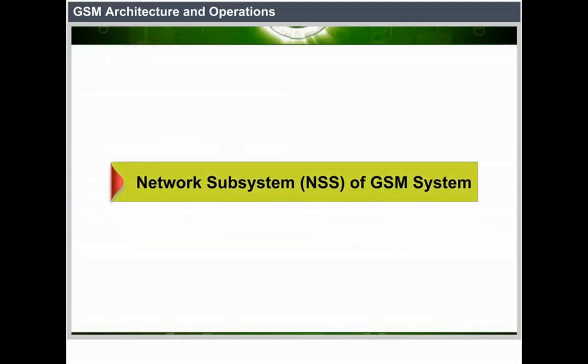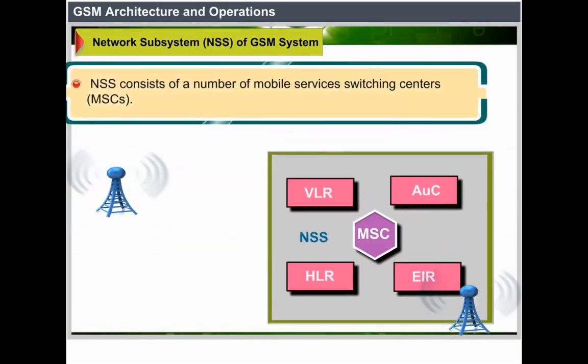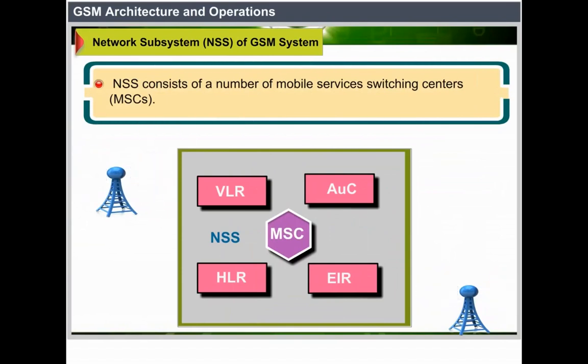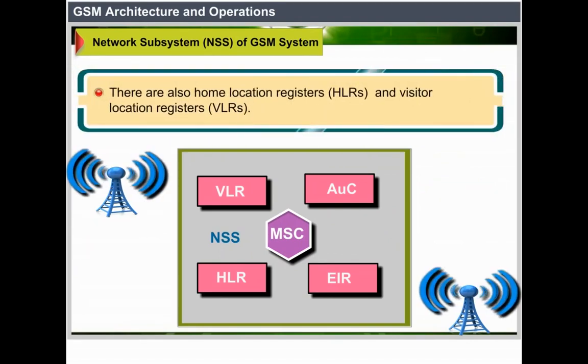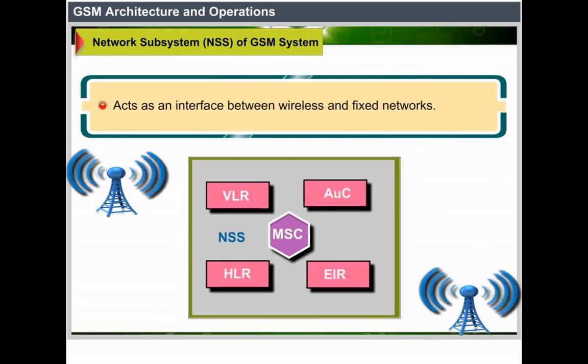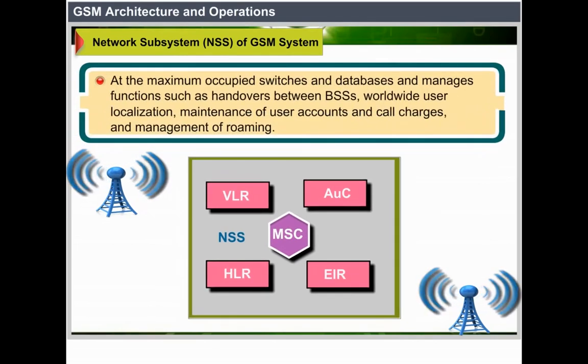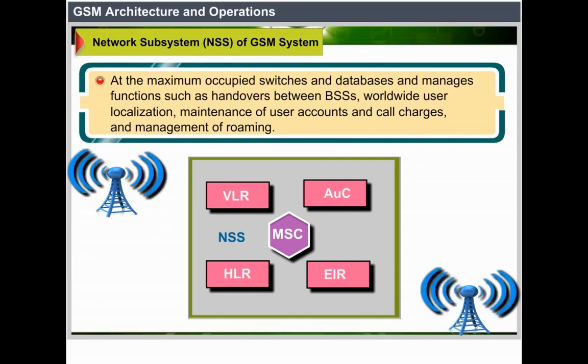Network Subsystem NSS of the GSM system. NSS consists of a number of mobile service switching centers, MSCs. Each MSC interfaces to a number of BSCs in the RSS. There are also home location registers, HLRs, and visitor location registers, VLRs. It acts as an interface between wireless and fixed networks. It mainly consists of switches and databases and manages functions such as handovers between BSS, worldwide user localization, maintenance of user accounts and call charges, and management of roaming.